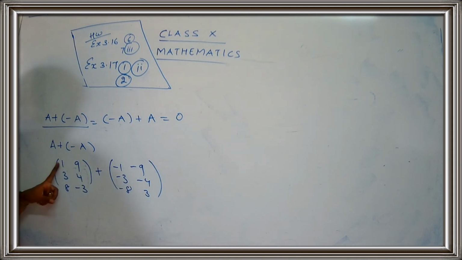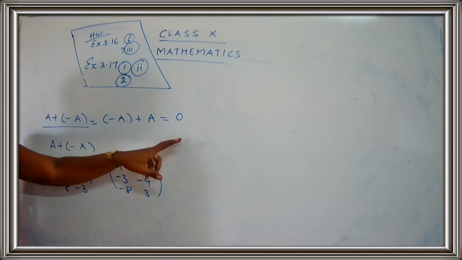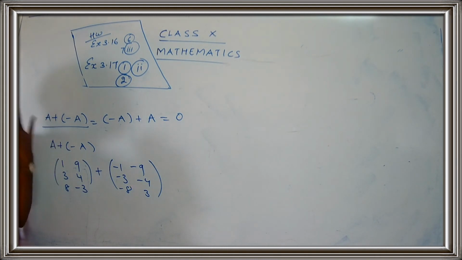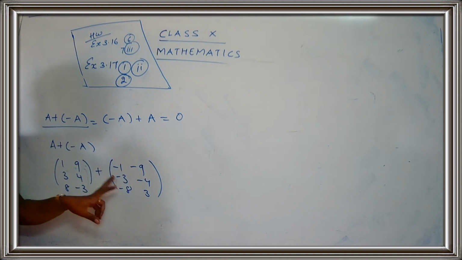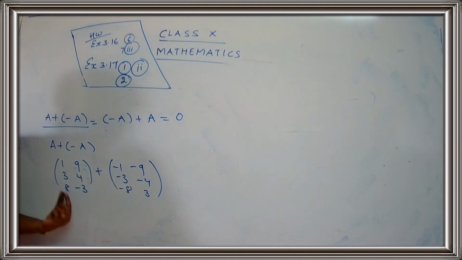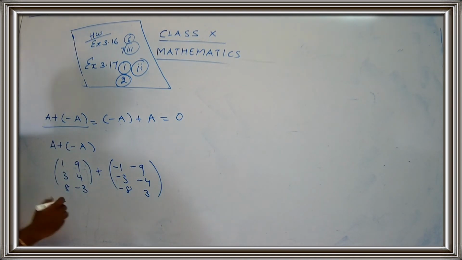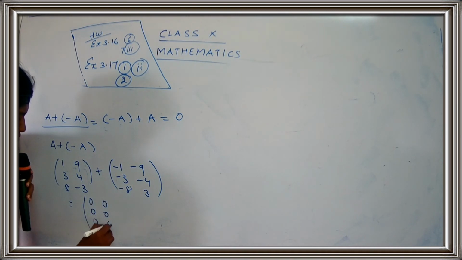Getting my point? So 1 minus 1, what is the answer? 9 minus 9, what is the answer? Very easy. The answer is 0. 0 means a zero matrix. What is the meaning of zero matrix? All the members should be 0. So 1 minus 1, 0. 9 minus 9, 0. 3 minus 3, 0. 4 minus 4, 0. 8 minus 8, 0. Minus 3 plus 3, 0. So when you solve this, you will write 0, 0, 0, 0, 0, 0.